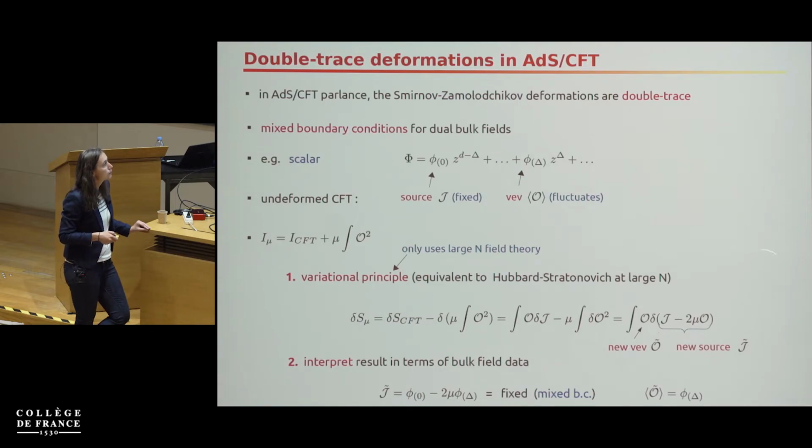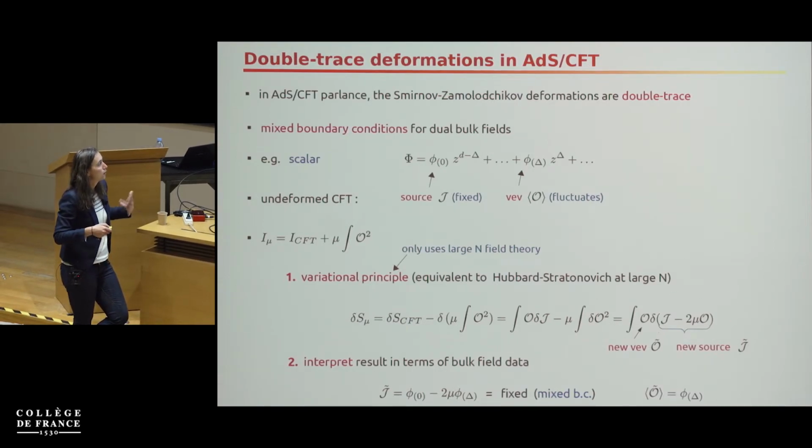Okay, so there's some field theory analysis which tells you how to express the new sources and vevs in terms of the old ones, pure field theory. And then to do holography with that, you simply plug the undeformed holographic dictionary into this relation between the new and the old sources and vevs. So in this case, the new source is J minus 2 mu O. J was phi 0, and O was phi delta. This is the new source, and since this is a source, I want to keep it fixed. And this gives me the mixed boundary conditions. Okay, so that's totally standard.